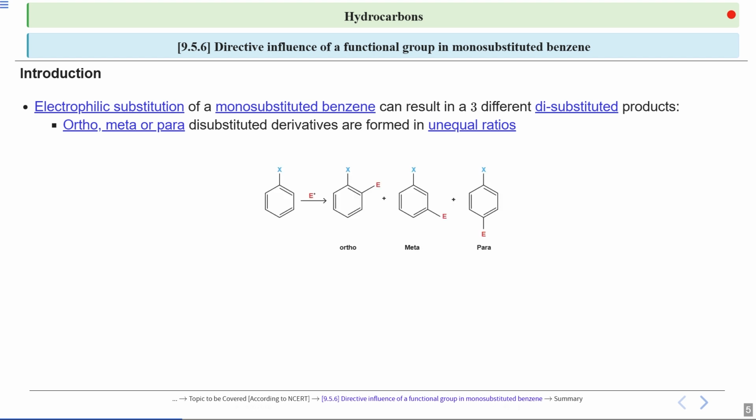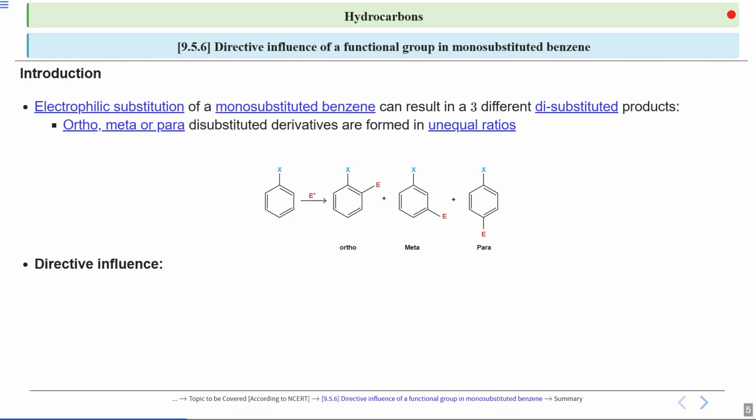The image illustrates electrophilic aromatic substitution on a benzene ring, where a substituent X is already present. An incoming electrophile E+ can attack three distinct positions relative to X. Ortho, the electrophile attaches to the carbon atom adjacent to X, 1,2 disubstituted, as we can say. Meta, the electrophile attaches to the carbon atom separated by one carbon from X, 1,3 disubstituted. Para, the electrophile attaches to the carbon directly opposite to X, which is 1,4 disubstituted.